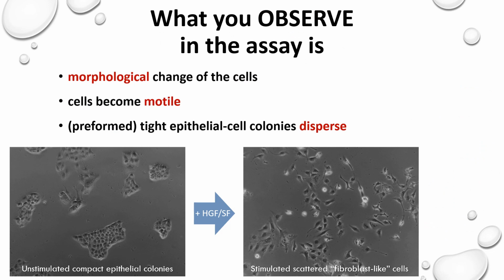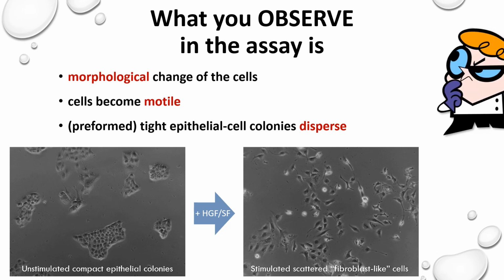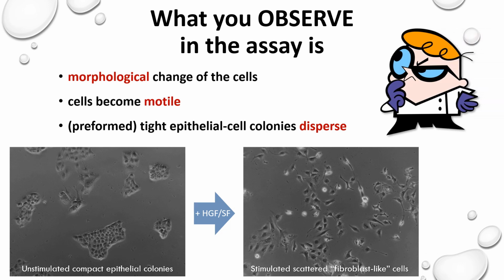So we're sort of simulating metastasis in vitro in your 96 well plate. We're making epithelial cells change their morphology and start to become motile and move. So what we observe in the assay is a morphological change of the cells.